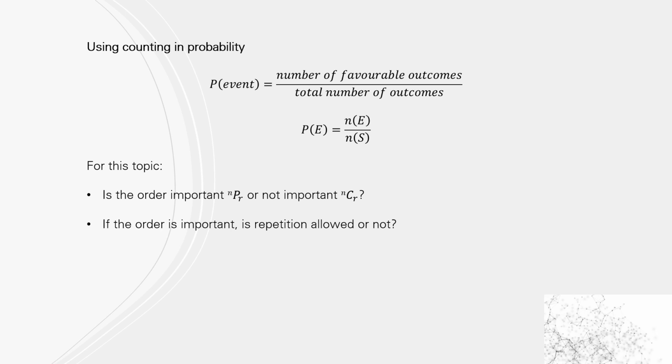We know that the probability of an event is the number of favourable outcomes over the total number, or the number in the event over the number in the sample, which is the whole, all the outcomes available. Remember our current videos: when the order is important, we use nPr. When the order is not important, we use nCr. And if the order is important, we wonder whether repetition is allowed or not. If it's not allowed, then we can use the factorial. If it is allowed, then we've got to come up with some other way to do it.